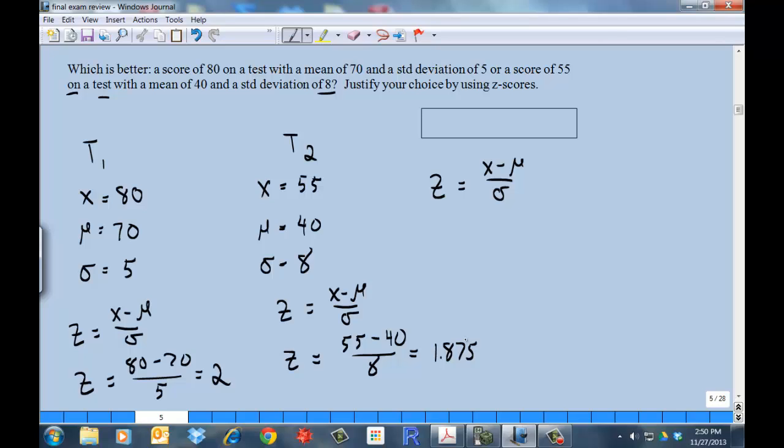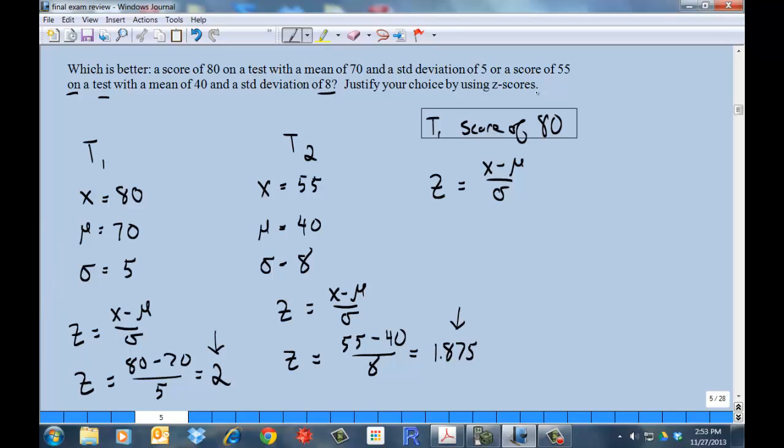And so who did relatively better? Well, that would be the person, the test 1 would be relatively better because this person here scored 2 standard deviations above the mean, and this person here scored 1.875 standard deviations above the mean. So again, the person who scores above the mean the greatest amount would have the better score. So we would say something like test 1 score of 80.